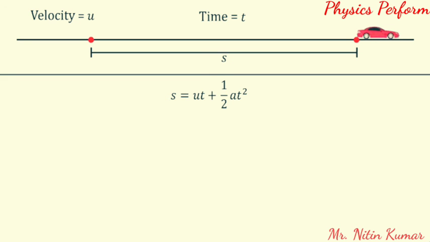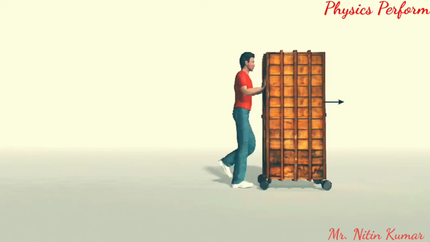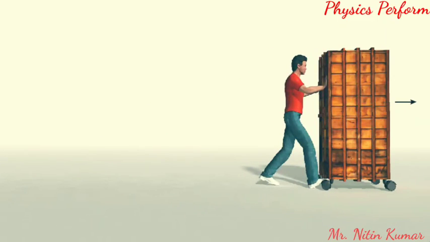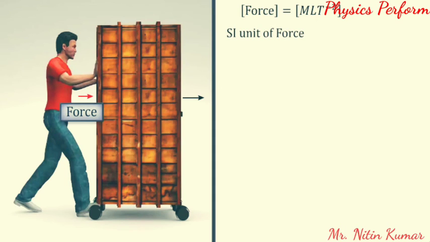Dimensional equations can be used to convert units of a given physical quantity from one system to another, and to thus find the conversion factor. For example, consider the physical quantity force. The dimensional formula of force is M L T power minus 2. The SI unit of force is Newton, and its CGS unit is dyne.